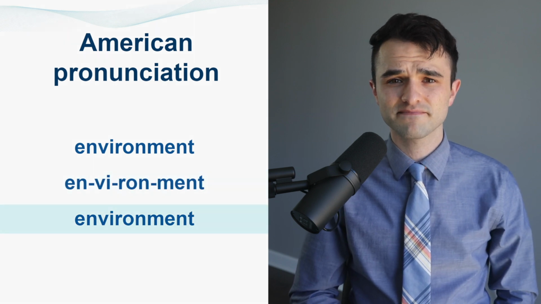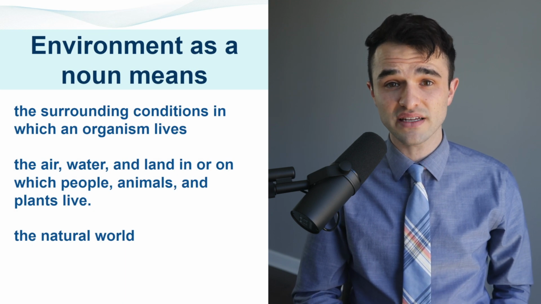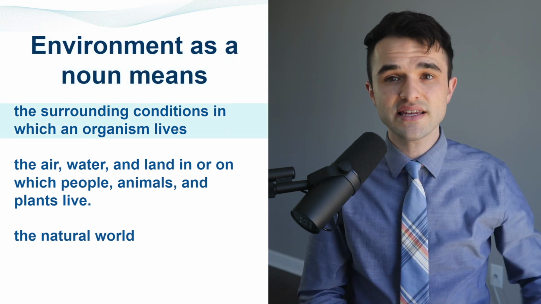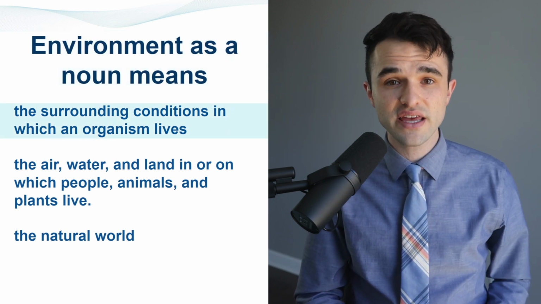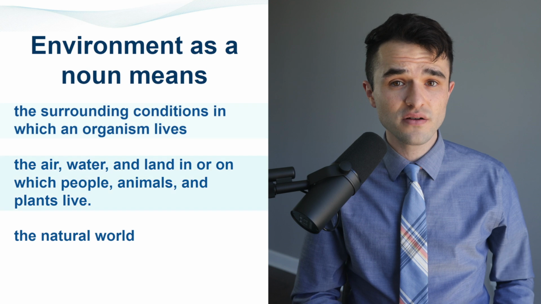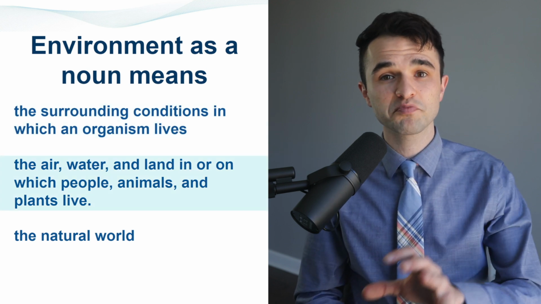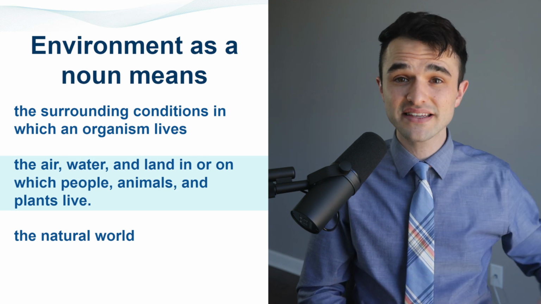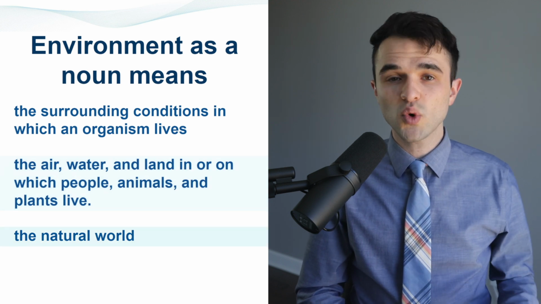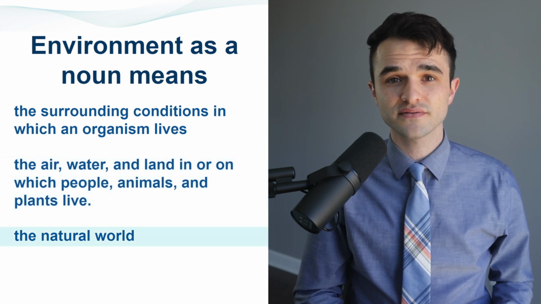Environment. Environment as a noun means the surrounding conditions in which an organism lives, the air, water, and land in or on which people, animals, and plants live, or the natural world.